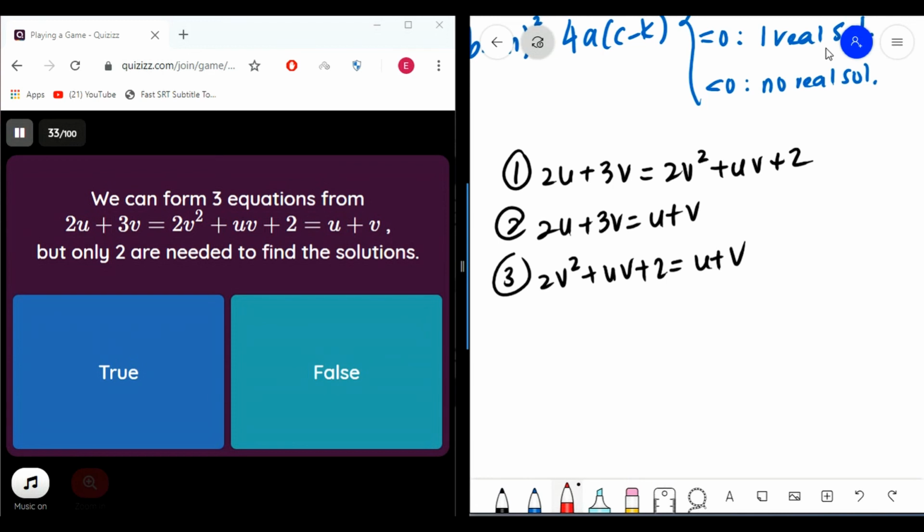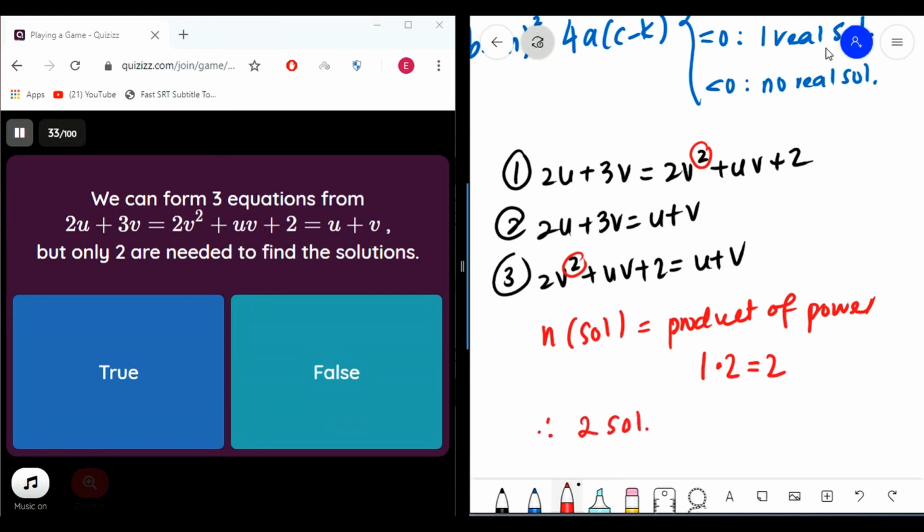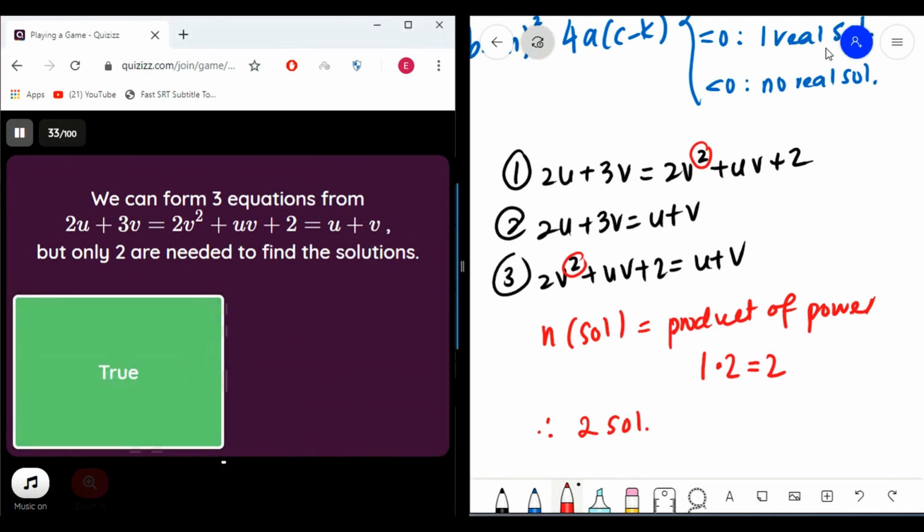Now you have a look at the power. The highest power involved is 2. Right? And we know that the number of solutions for a system of equations is actually the product of the powers. In this case, the power of u is 1. The power of v is 2. 1 times 2 is 2. Therefore, there are 2 solutions for this system of equations. Since it only has 2 solutions, meaning we only need 2 equations to find the answer. Therefore, the statement is true.